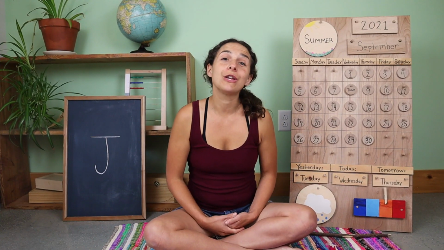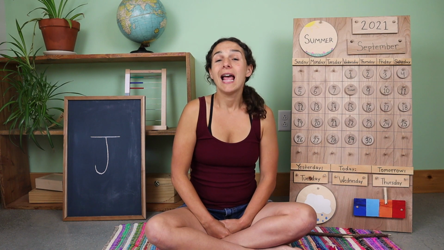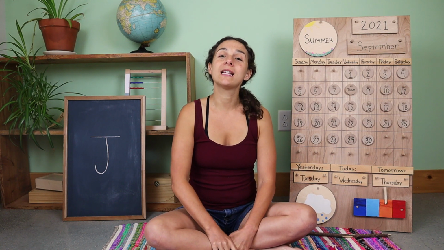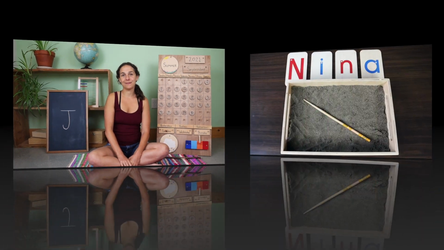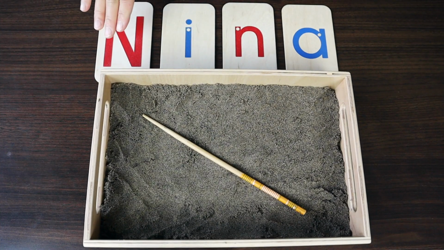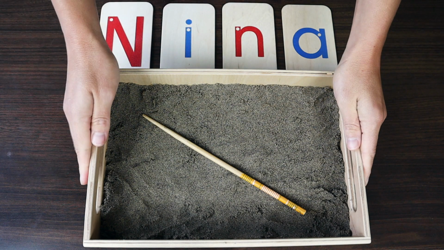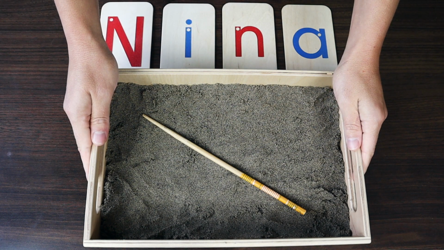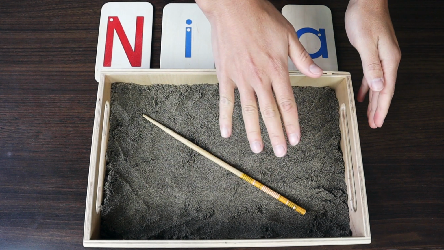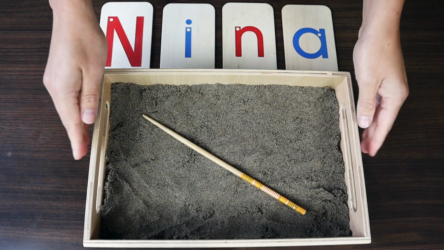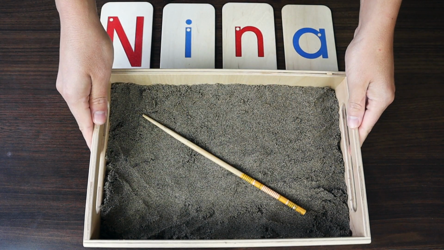Maybe in your school you sing other name songs. And now that we've learned each other's names, let's practice writing them. For today's work, I'm using some sandpaper letters that spell my name. You can use flashcards, or you can just write your name on a piece of paper. I have a work tray full of sand. You can also just fill a work tray or a plate with salt instead.